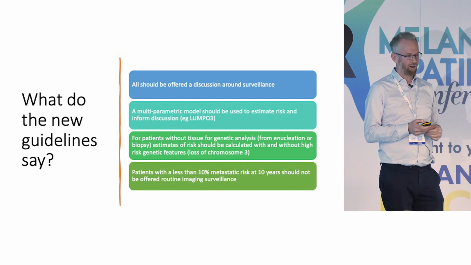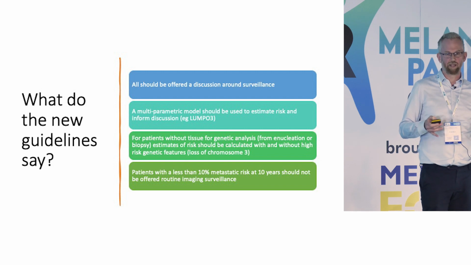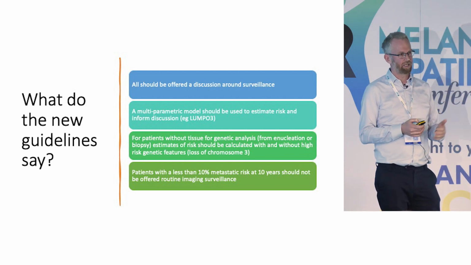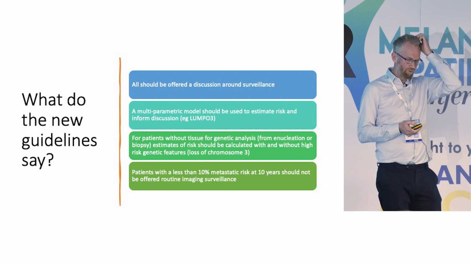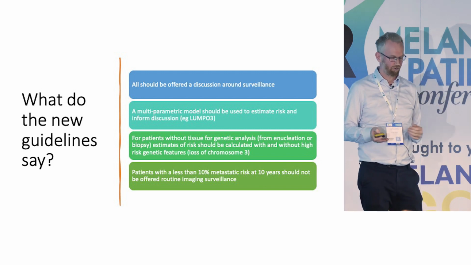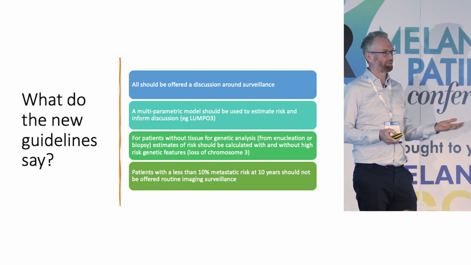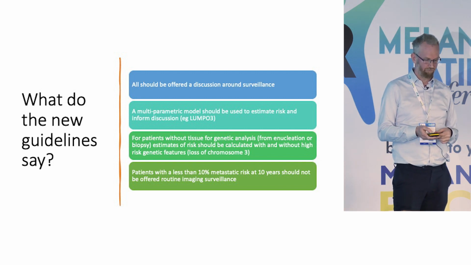So the guidelines currently are that all patients should be offered a discussion around surveillance, if possible, using a multi-parametric model. So this is using as much information as possible to understand the risk and to guide the discussions around this. We've got a tool called LUMPO3, which is available online, based from Liverpool, but uses all these different factors to try and identify risk. And then where there isn't genetic analysis, because sometimes you don't have a biopsy, to look at both scenarios, what it would be like if there had been a chromosome 3 loss or not. And patients with a less than 10% metastatic risk at 10 years should not be offered routine surveillance.